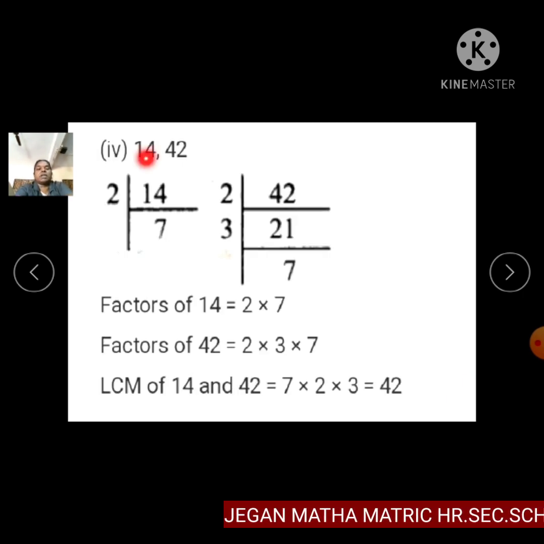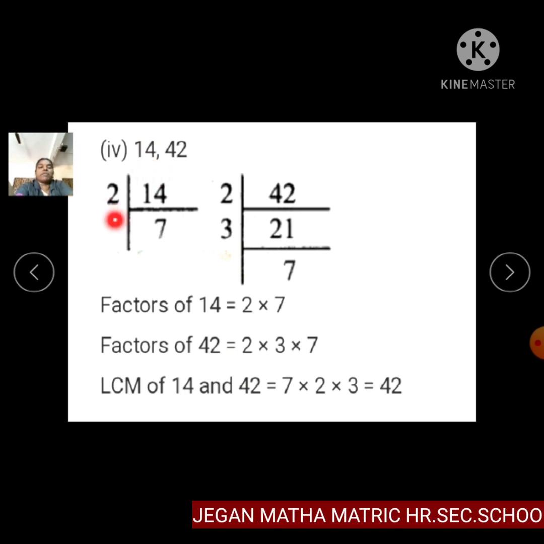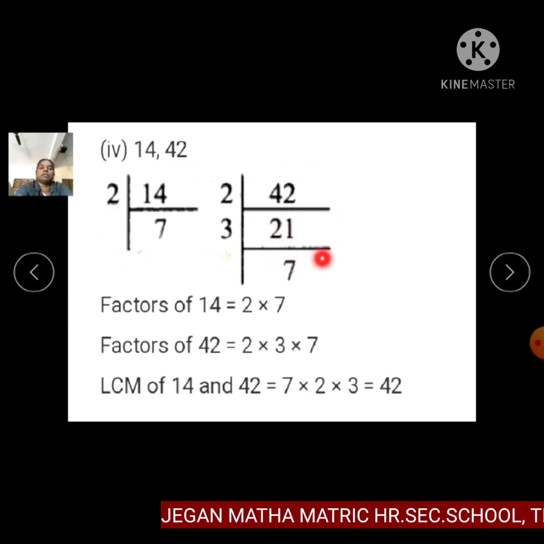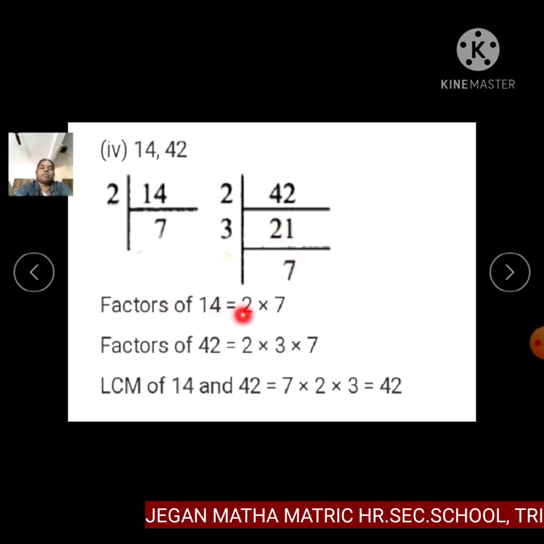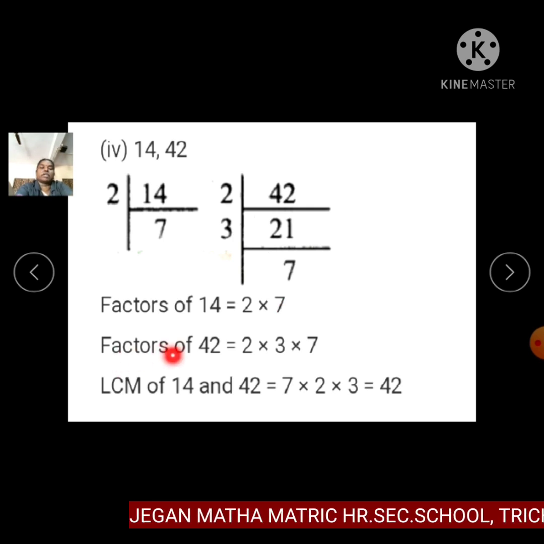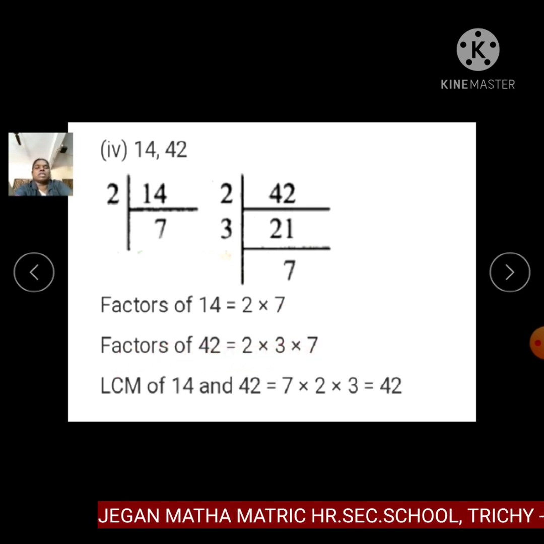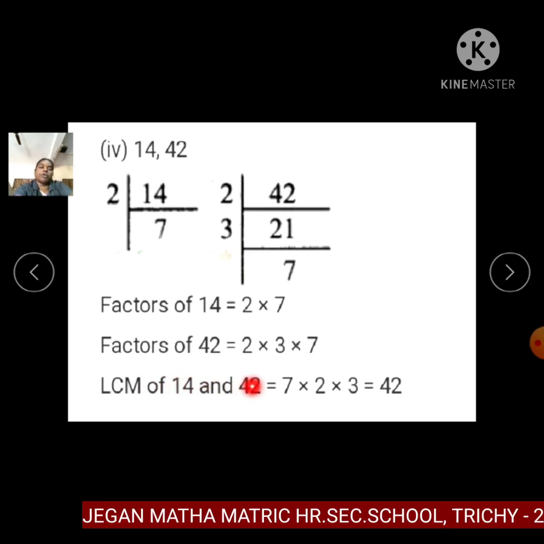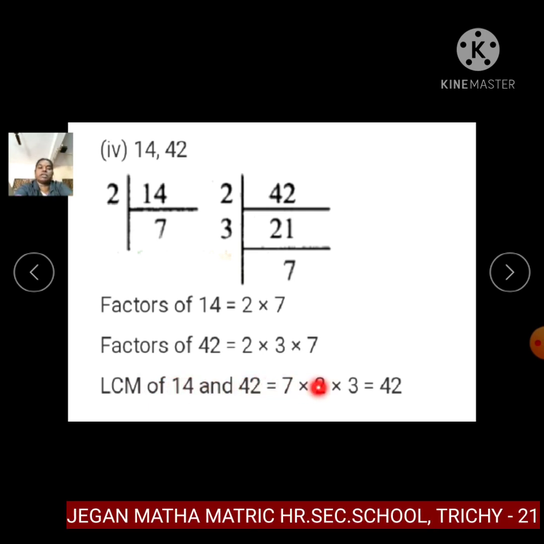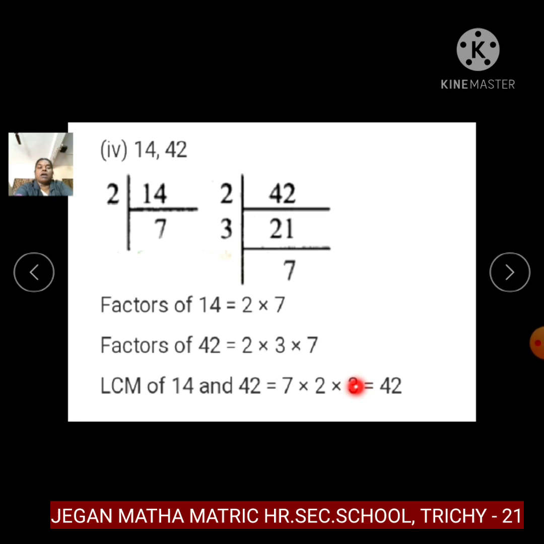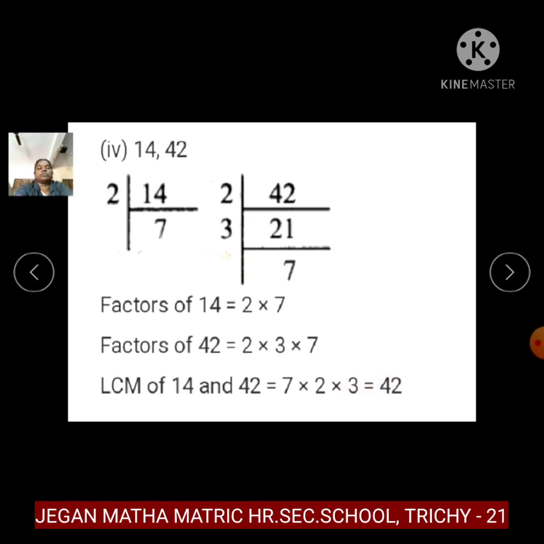Subdivision 4. The given numbers are 14 and 42. We find the factors of 14 and 42 by division method. Factors of 14 equal to 2 into 7. Factors of 42 equal to 2 into 3 into 7. LCM of 14 and 42 equal to 7 into 2 into 3 equal to 42.